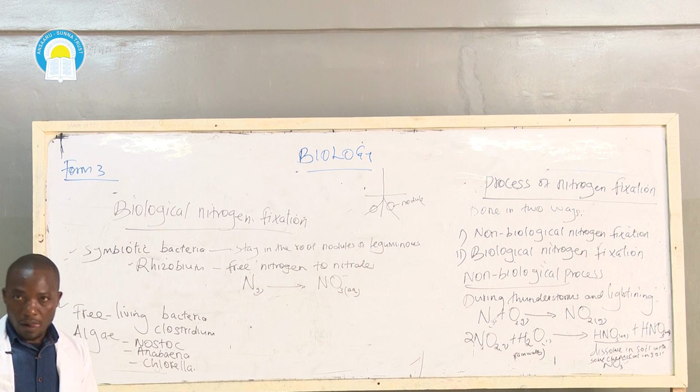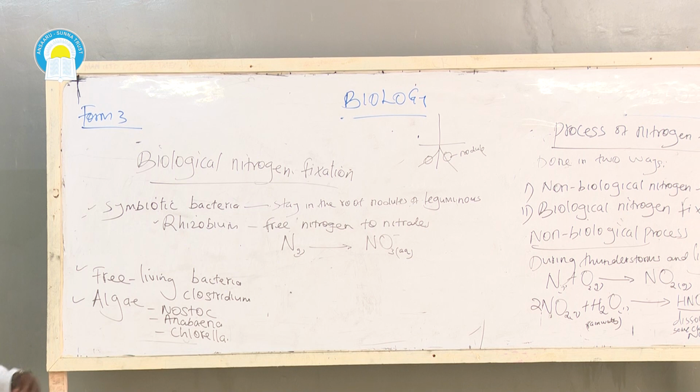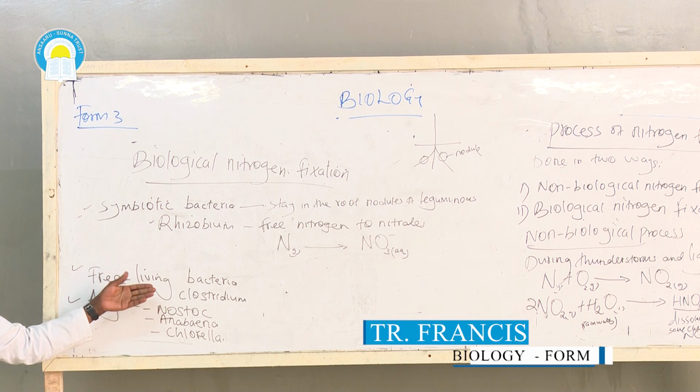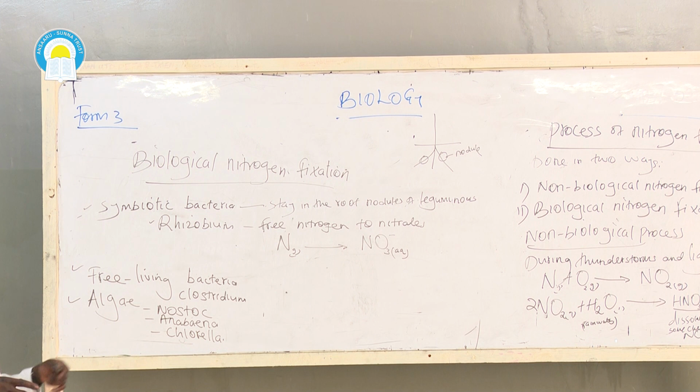So in summary, biological nitrogen fixation is done by three living organisms. Symbiotic bacteria, that is Rhizobium, which lives in the root nodules of leguminous plants. Then we have the free living bacteria. Free living does not depend on another organism. This symbiotic one depends on shelter, carbohydrates, and water from the root nodules, and at the same time it is fixing nitrogen. The free living is found freely, depending on its own. An example is Clostridium. Then the algae, which also assist in fixing nitrogen, are Nostoc, Anabaena, and Chlorella.